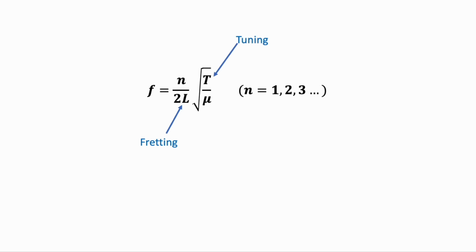T tells us about tuning the guitar. So when we turn the tuning pegs, we are changing the tension in the string, and mu, of course, tells us about the choice of string itself, the thickness and heaviness of the string. That's where I'm going to end the mathematics. Now I just want to go on and show you a few fun things that you can do to extend what we've done so far.